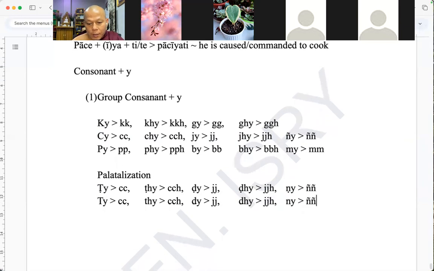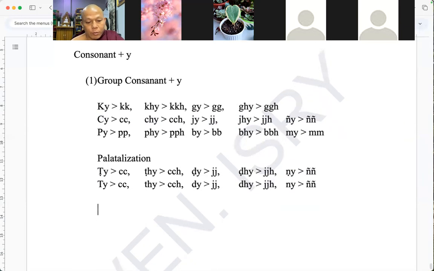So that is one set of rules. For example, take a root ending in da, and then we add the passive suffix ya. At that time, you see, da ya becomes ja ja.